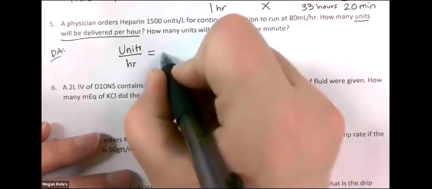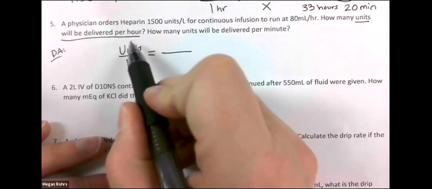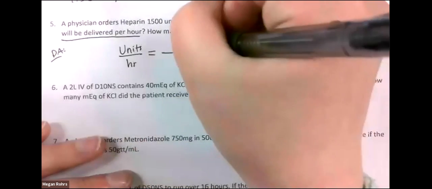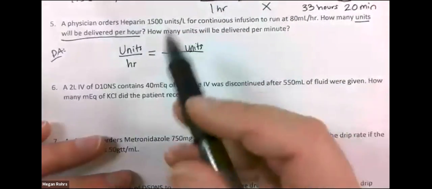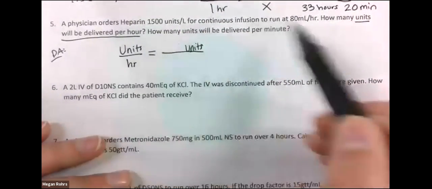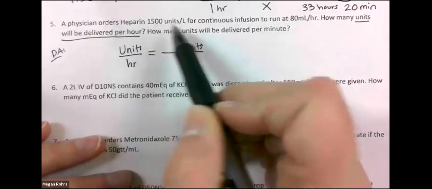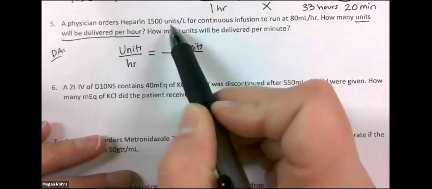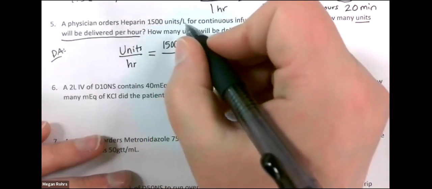Next step is to make your next fraction have this same numerator. So we want units on top. So if we look at what we're given here, this rate has units on top. So we're going to go with that one. We know that there are 1,500 units in every 1 liter.